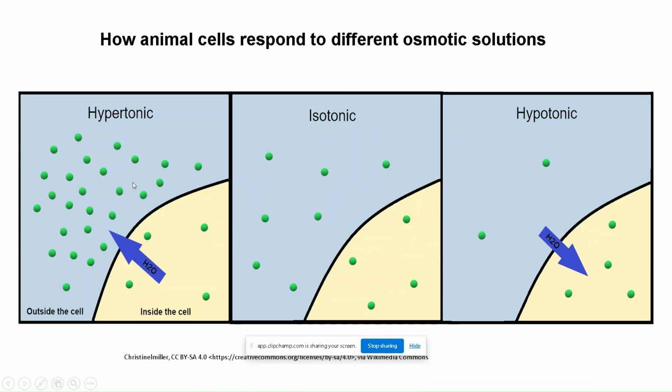So let us look at how animal cells respond to different osmotic solutions. So now, first thing is, why do we need to know how cells behave in different osmotic solutions? First, let's define what is osmosis.